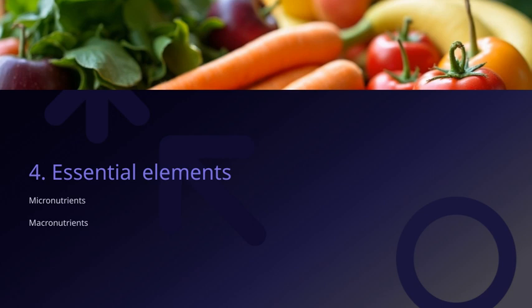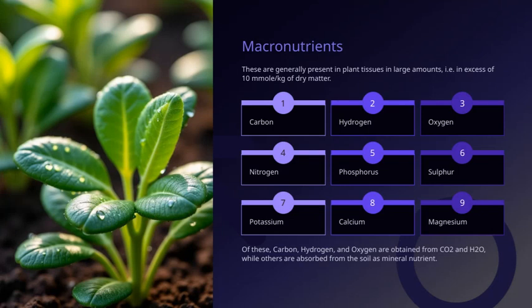and prevent deficiencies. Let's take a closer look at some of the essential macronutrients that plants need in large amounts. On this slide, you'll see a list of key elements: carbon, hydrogen, oxygen, nitrogen, phosphorus, potassium, calcium, magnesium, and sulfur. Now, what's interesting is that carbon, hydrogen, and oxygen are primarily obtained from CO2 and H2O, so these are the building blocks for most organic molecules in plants. The other nutrients, like nitrogen, phosphorus, and the others, are absorbed from the soil as mineral nutrients.